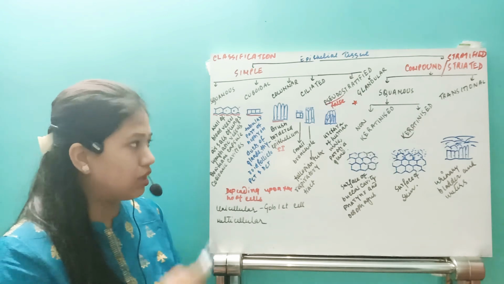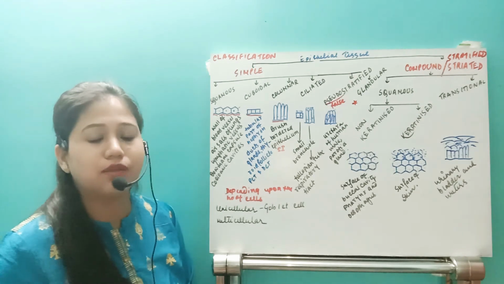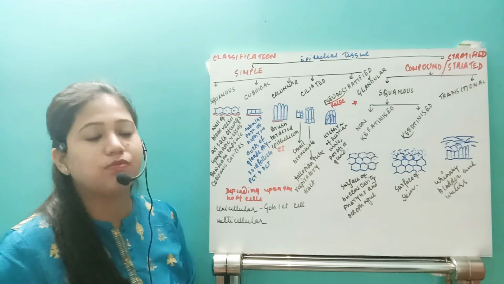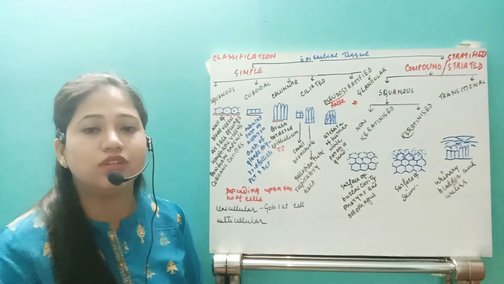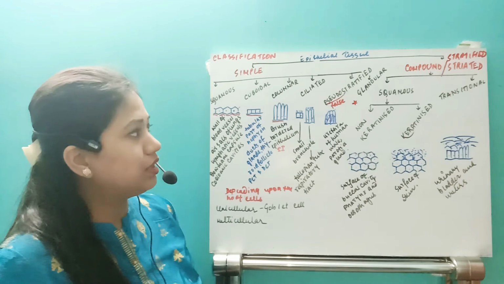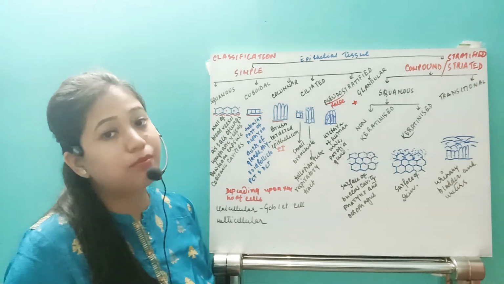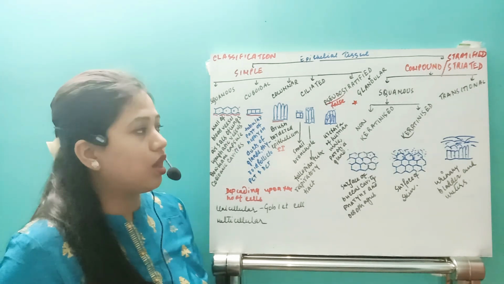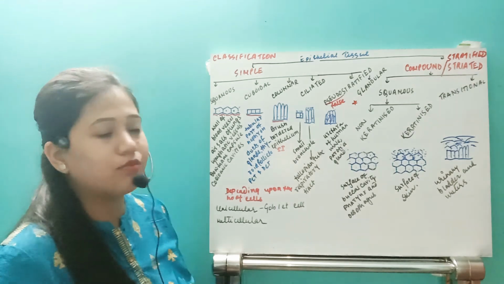So one thing only I left in the gland part, other than depending upon the secretion, depending upon the structure, I have given all the types of glandular tissues. Now come to the compound epithelium. Compound epithelium will be of the next type, that is squamous and transitional.